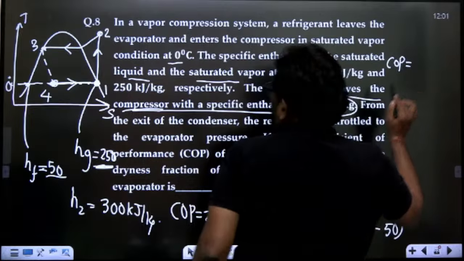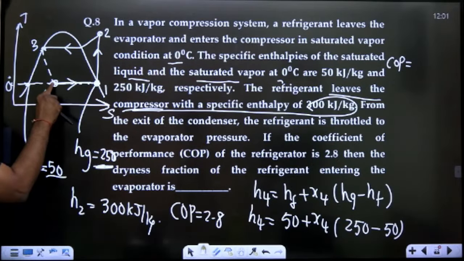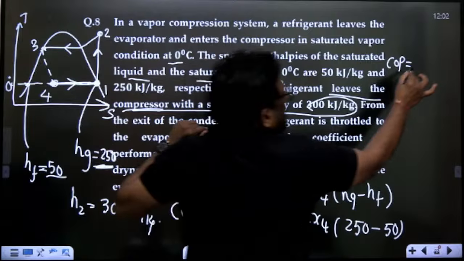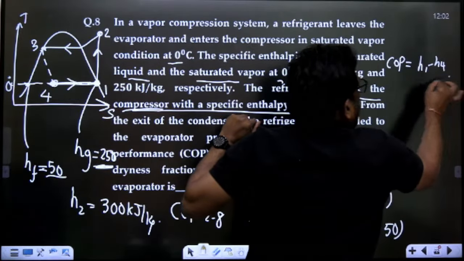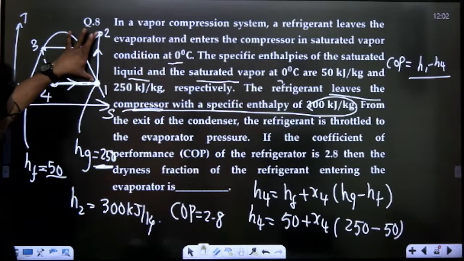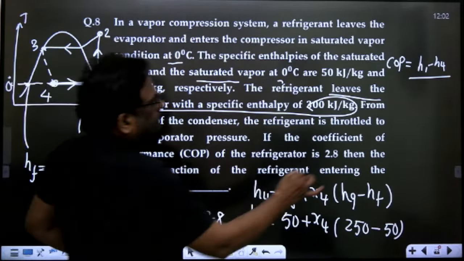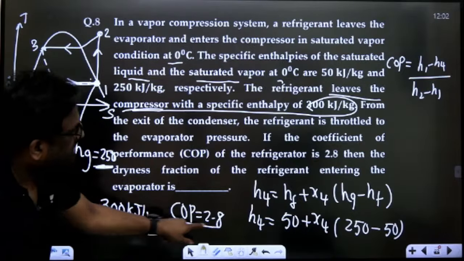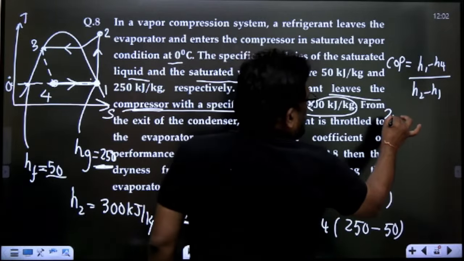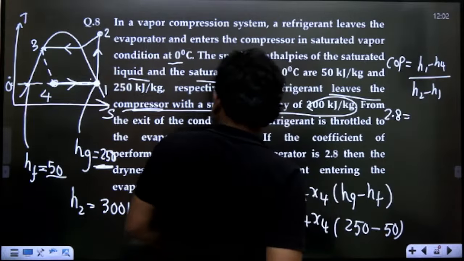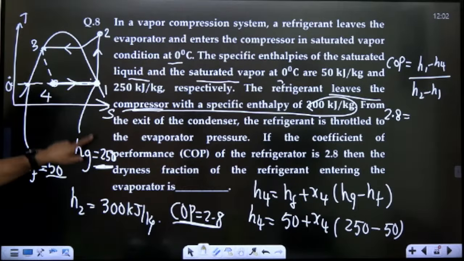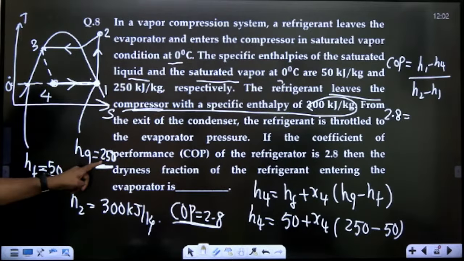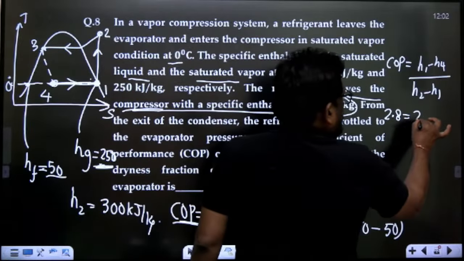COP is equal to refrigeration effect by work input. The refrigeration effect is H1 minus H4, and the work input is H2 minus H1. COP is already given as 2.8. H1 is Hg at 0 degrees centigrade, already given as 250.